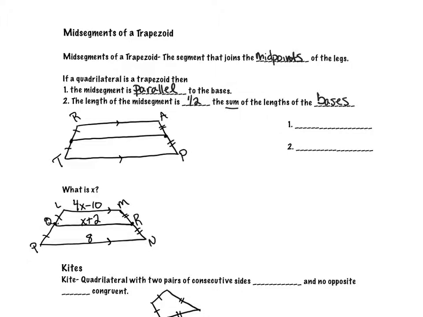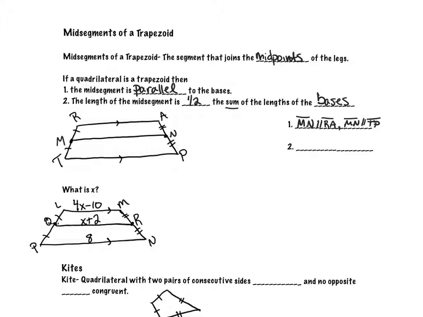So we'll write this into a formula. The first thing we know, if I label this as M and N, is that MN is parallel to RA, and MN is parallel to TP. So that's that first part, right?